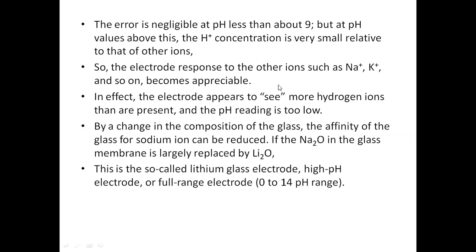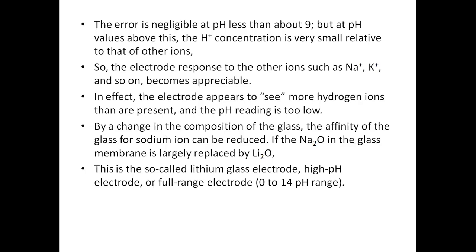It just considers the increase of positive ions, and that's why the potential became high. But that high potential is due to the sodium and potassium ions, not hydrogen ions. So we can get a false reading. This is called an alkali error. So how can we overcome this error?